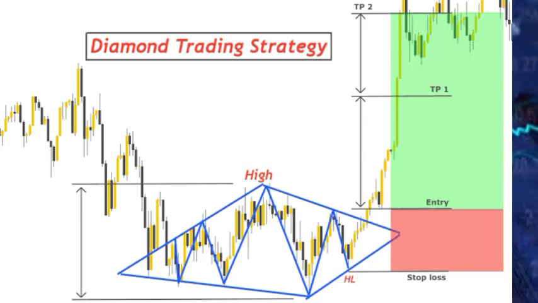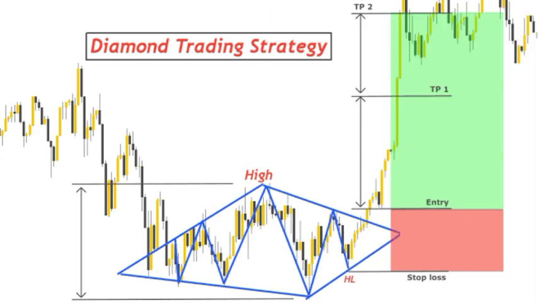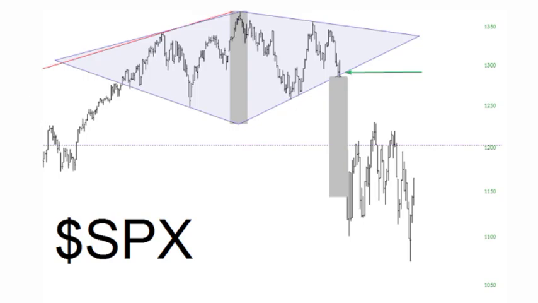A bearish diamond formation or diamond top is a technical analysis pattern that can be used to detect a reversal following an uptrend. However, a bullish diamond pattern or diamond bottom is used to detect a reversal following a downtrend.